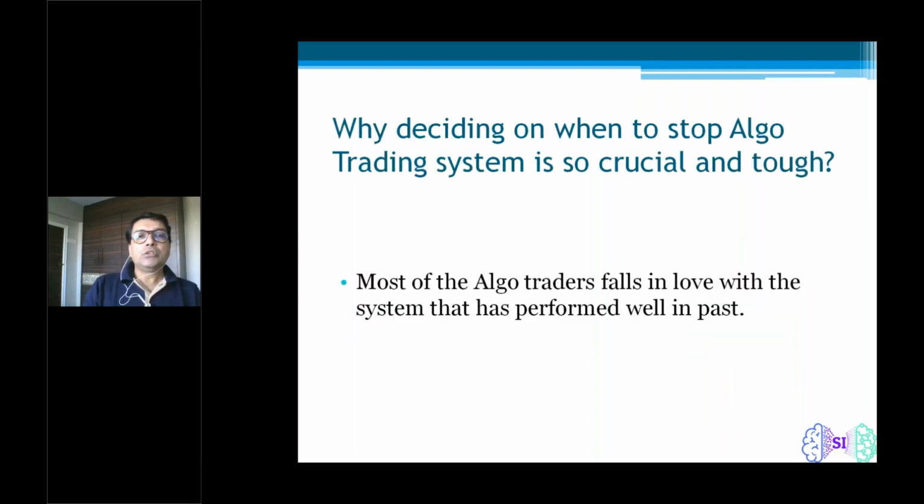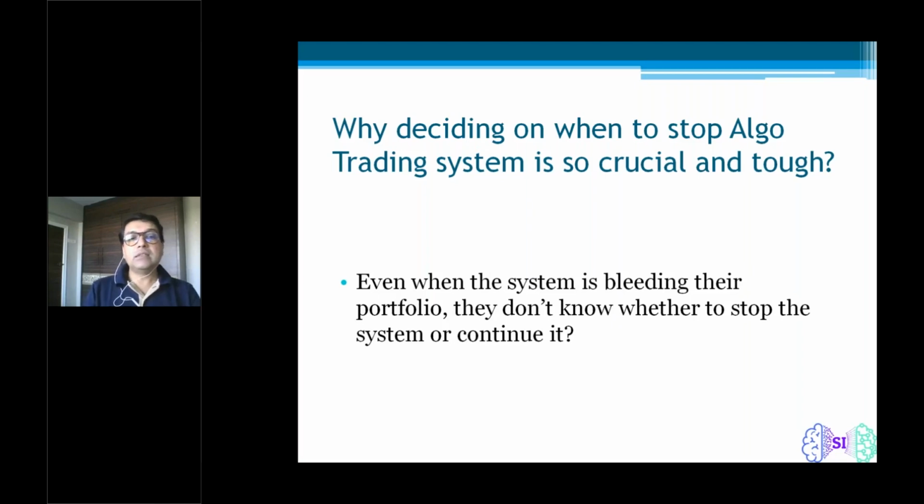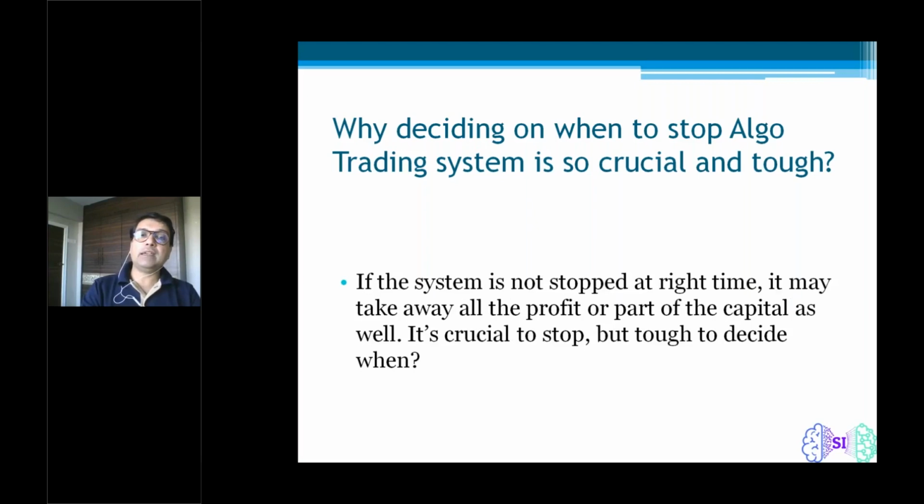So deciding when to stop algo trading is crucial as well as tough. The reason is that most traders fall in love with a system that has performed well in the past. Another thing is that when the system is bleeding their portfolio, they don't know whether to stop the system or to continue it. So their portfolio is already affected, and the tough part is to decide when to stop. It's crucial, but at the same time, it's very tough to decide where and when to stop it.